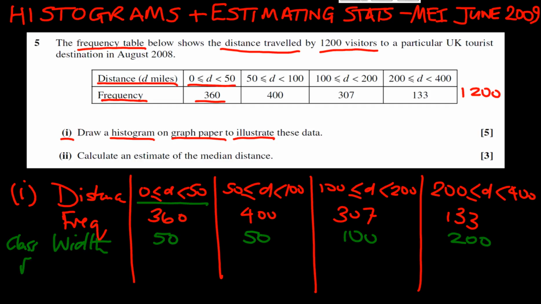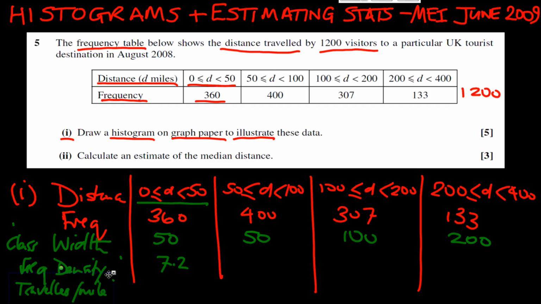Now we need to calculate our frequency density, which is our frequency divided by the width. In effect, what we're doing here is we're spreading out the 360 travellers within the 50 miles. So 360 divided by 50 miles is 7.2 travellers per mile. Okay, so I'm going to write that just here so we can see. Effectively, our units are travellers per mile.